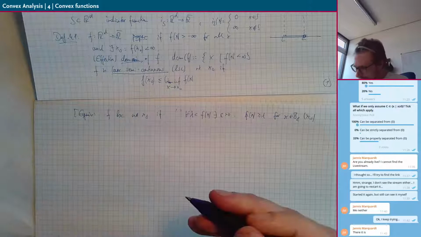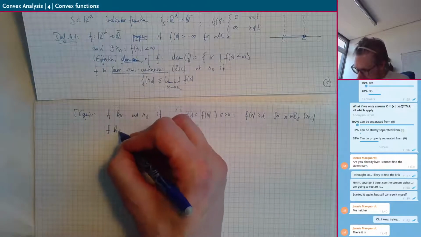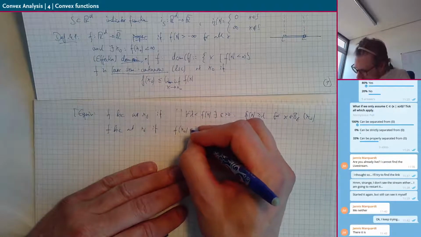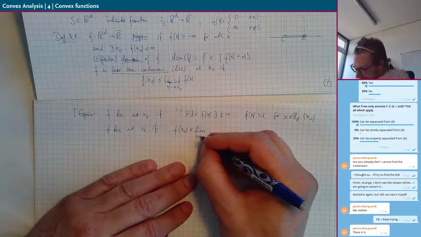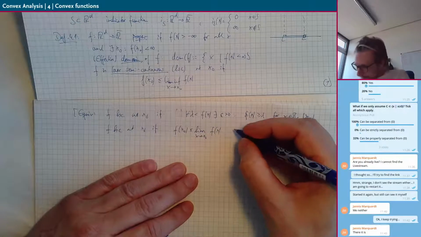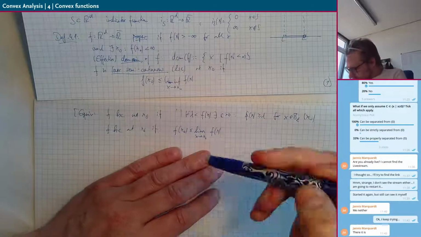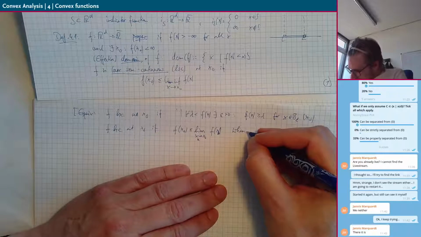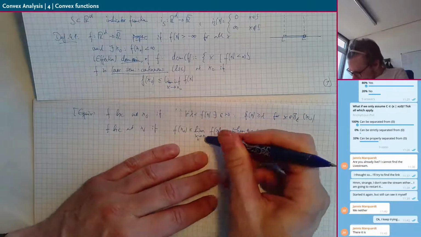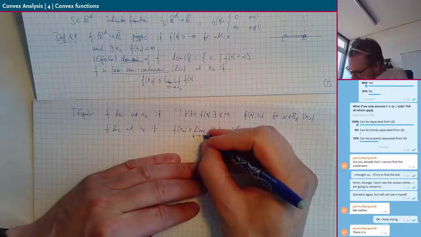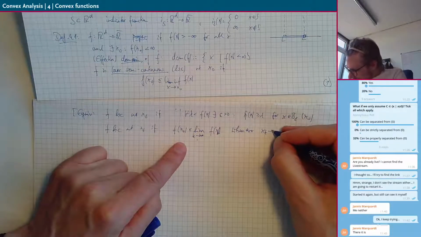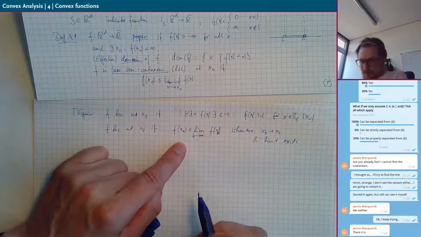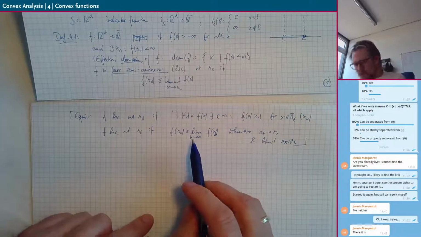Another condition is: f is LSC at x0 if f of x0 is smaller or equal to the limit of f of xk as k goes to infinity, not the limit inferior, whenever you take a sequence xk going to x0 and the limit exists. That's probably more straightforward to see.